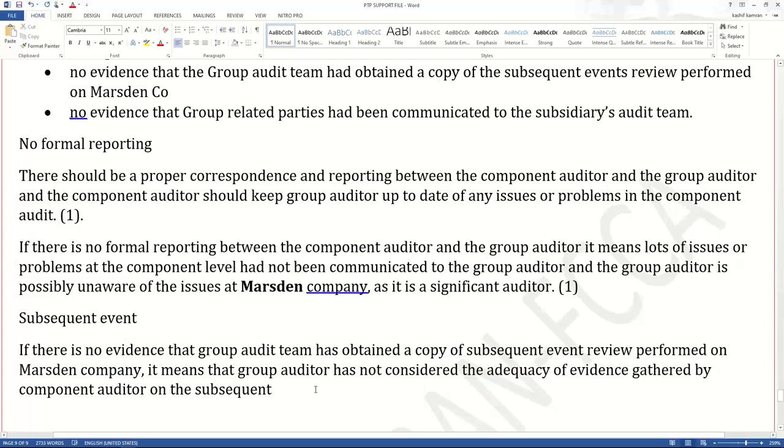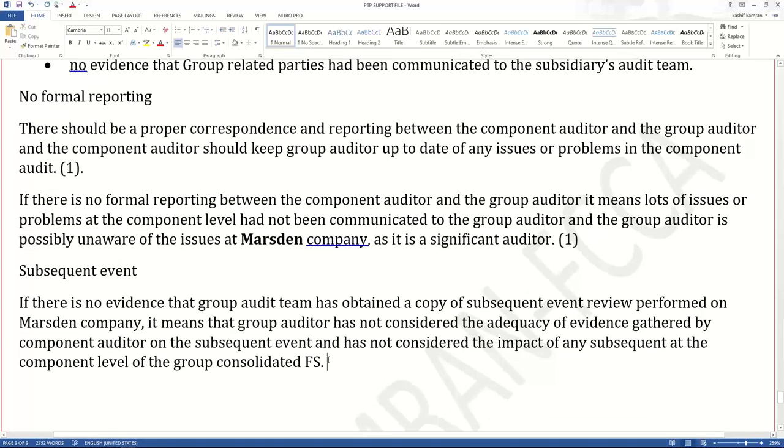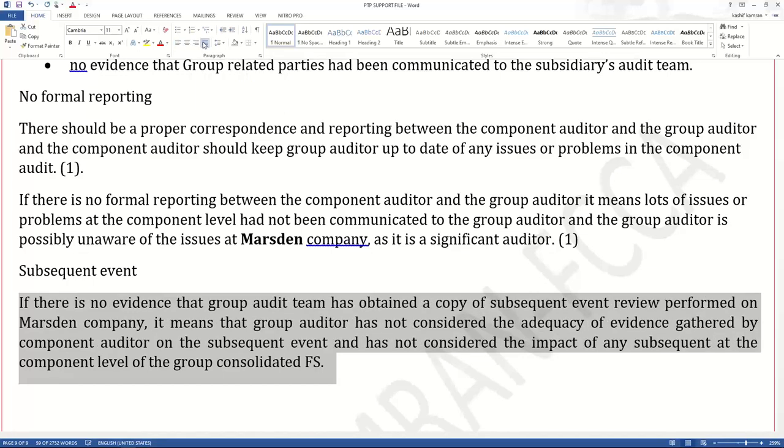It means that the group auditor has not considered the adequacy of evidence gathered by the component auditor on subsequent events and has not considered the impact of any subsequent event at the component level on the group consolidated financial statements. Is it a significant subsidiary? What if there is a significant subsequent event at a component level? Will that impact the group financial statements? Definitely. But did you bother about reviewing the subsequent event? Do you have any evidence that you reviewed the subsequent events performed by the component auditor?